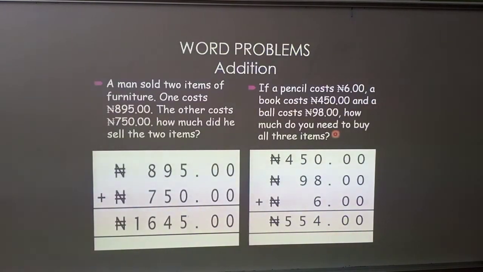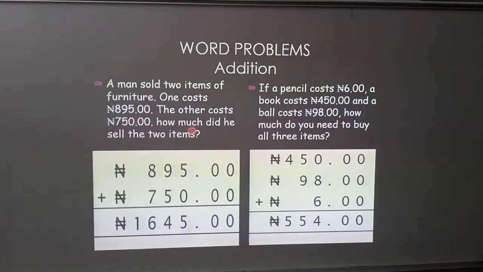Good. Now here we have word problems on addition. We are just going to breeze through this. A man sold 2 items of furniture. One costs 895 naira, the other costs 750 naira. How much did he sell the 2 items? Now here you have a problem on addition. There are 2 items and we are trying to find the total cost of the 2 items.